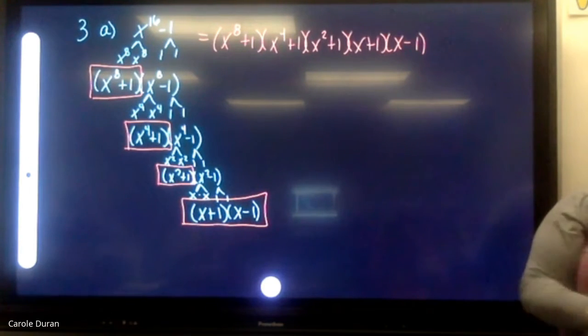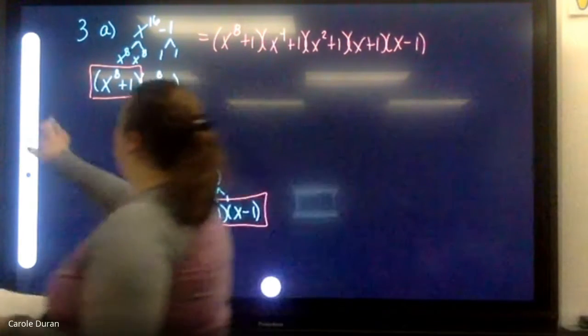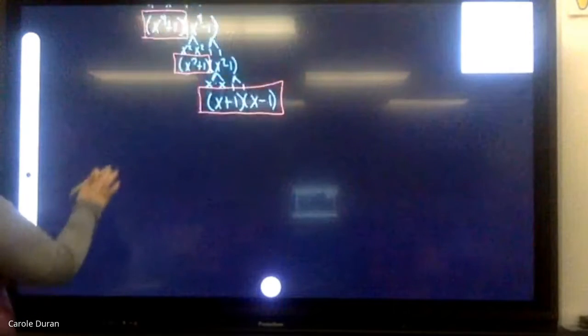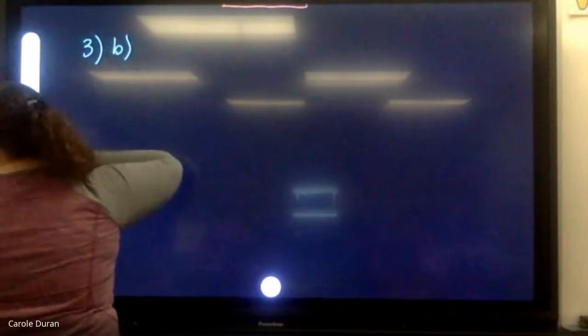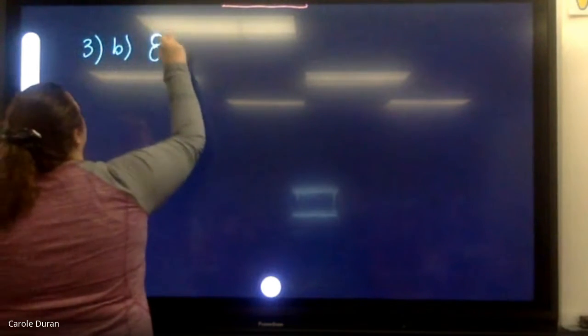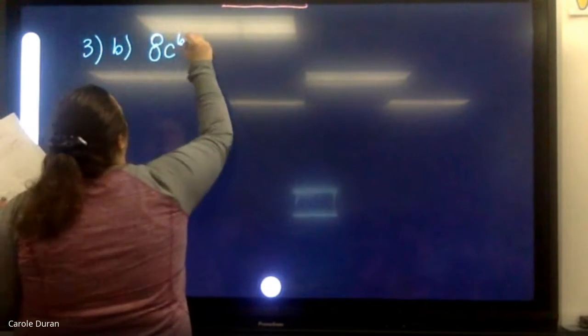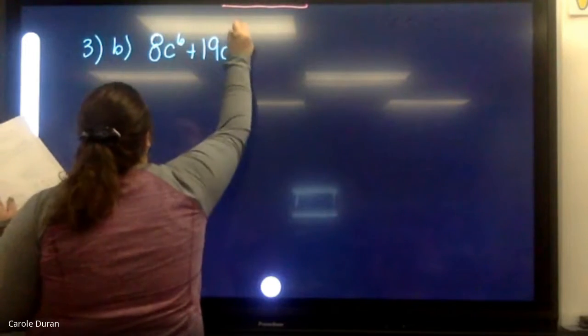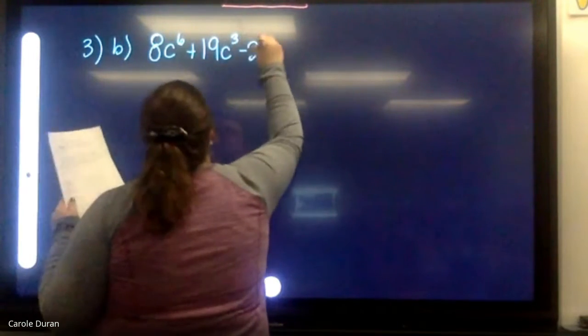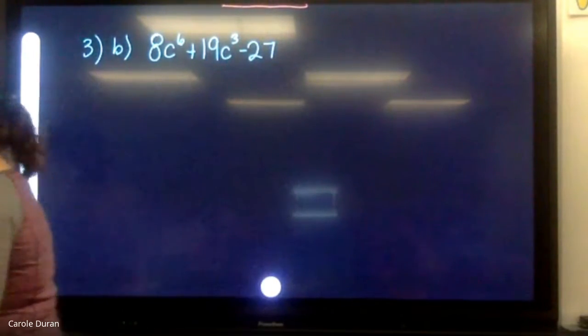B is going to be a quadratic. Would we like to see B? Okay. Since we're here, right? As well. Okay, 3B is 8c to the 6th plus 19c cubed minus 27.